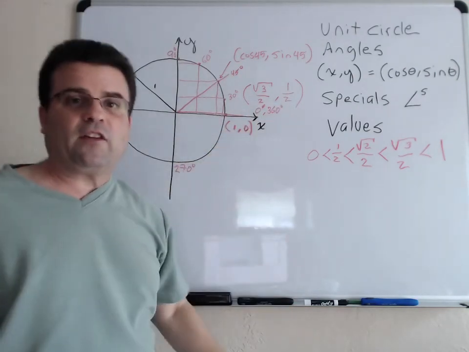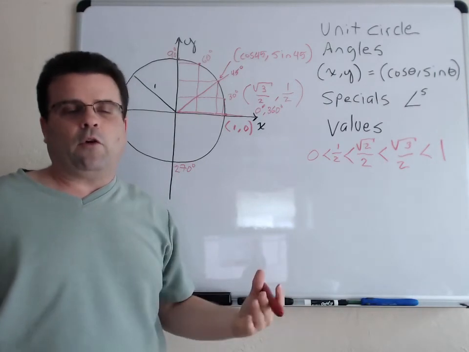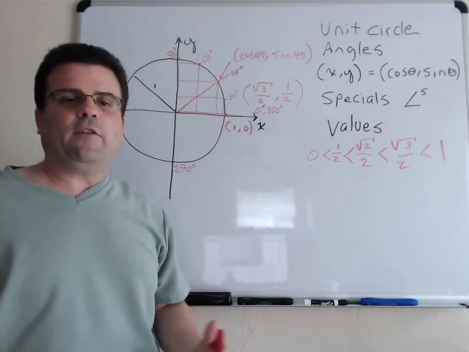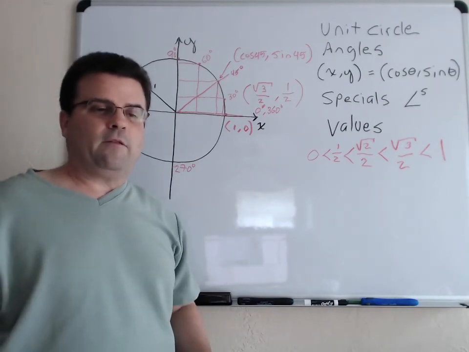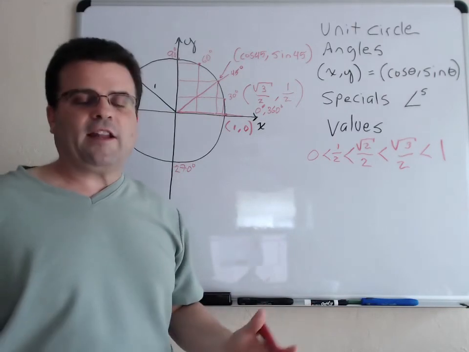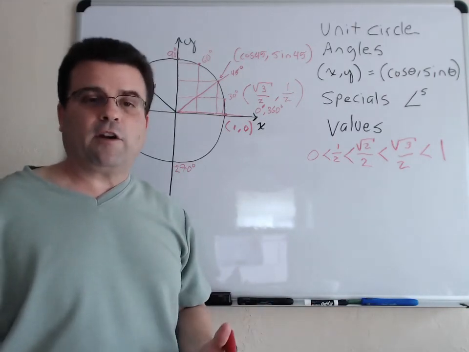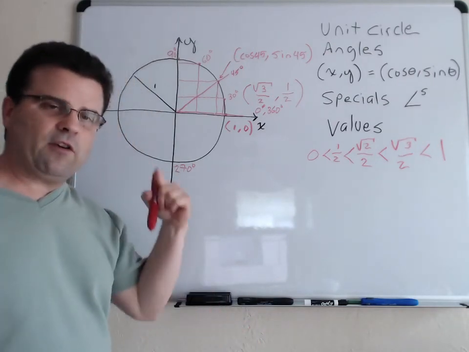So that's basically it. That's pretty much the entire unit circle, or the cosine and sine of the special angles of the unit circle. With that information, you should be able to tell me what the cosine and sine of, say, 240 degrees is. So you want to think this through in your head each time.